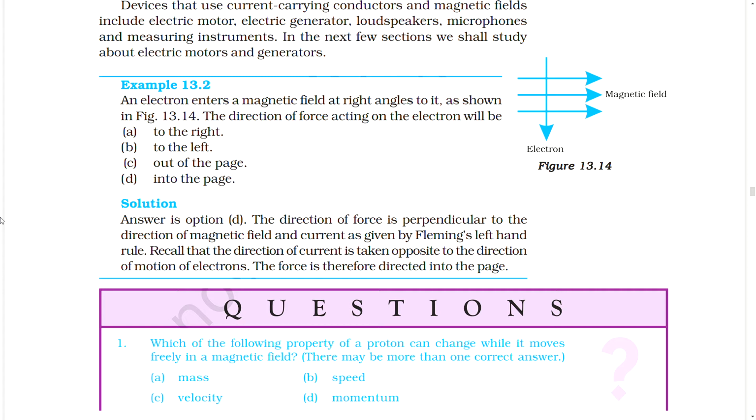The direction of force is perpendicular to the direction of magnetic field and current as given by Fleming's left-hand rule. Recall that the direction of current is taken opposite to the direction of motion of electrons. The force is therefore directed into the page.